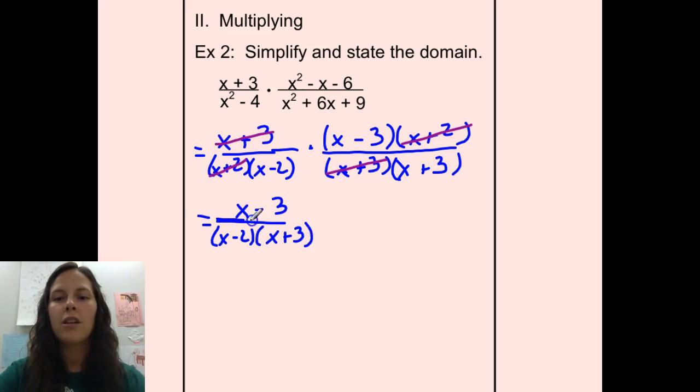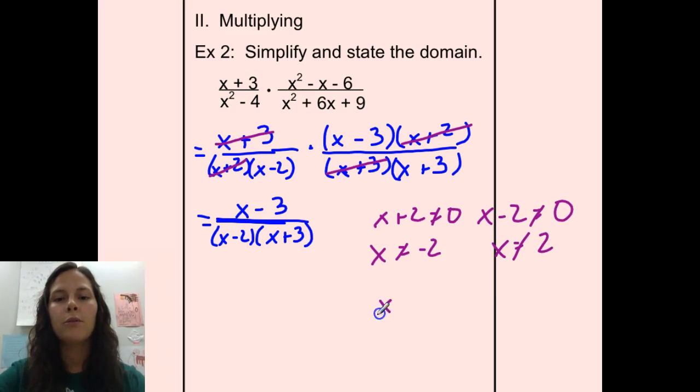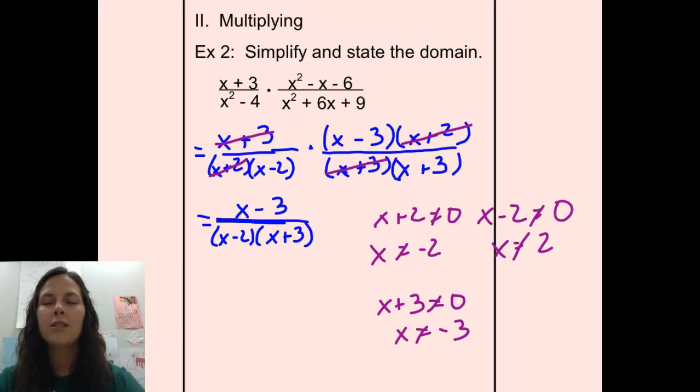For our domain restriction, we're going to look at everything that was in the denominator at some point, starting off with our x plus 2 cannot equal 0, so x cannot equal -2. X minus 2 cannot equal 0, so x cannot equal 2. And on the second one, both of those were x plus 3, so we do not need to take care of the domain restrictions separately when we're going to get the same value for both of those sets of binomials. So our domain restriction on this one: x can equal all real numbers except 2, -2, and -3.